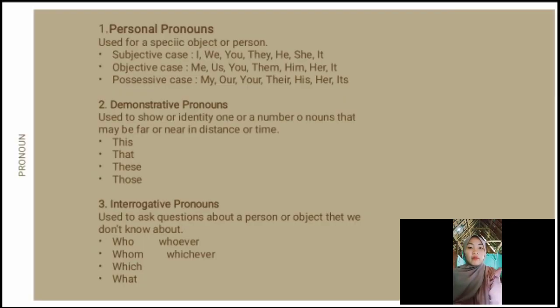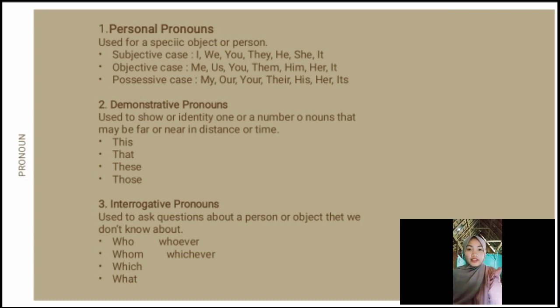The first, personal pronouns. Personal pronouns are used for a specific object or person. On subjective case, I, we, you, they, he, she, it. And objective case, me, us, you, them, him, her, it. And possessive case, my, our, your, their, his, her, its.